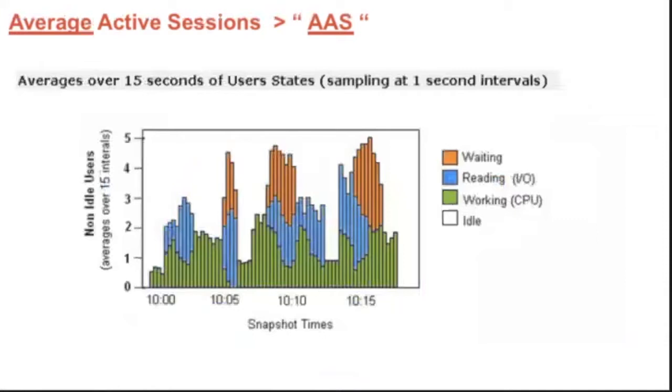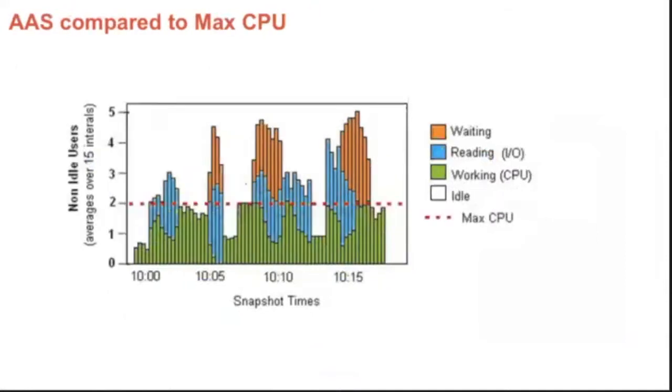But here I have the same old question: is that load high or low? Is it good or bad? Well, that's where we add this max CPU line. So there's a dashed red line here. In Amazon, we talk about virtual CPUs or vCPUs. It's the CPU capacity of the box.